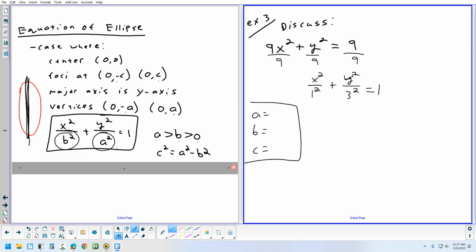Okay. So let's start with a. What's a and b? 3. Yes. A is always the bigger number of the denominators. In this case, this is the denominator for A. What's B? 1. And C, well, that has to do with the foci. We don't know C, so we got to find that with a formula. What is my formula to find C? C squared equals A squared minus B squared.